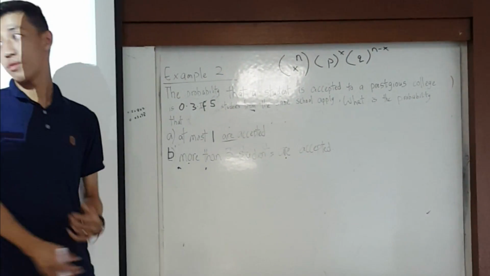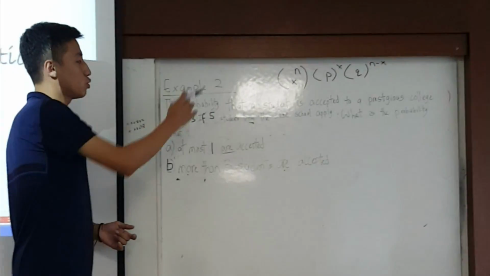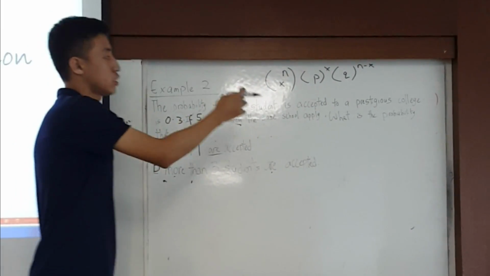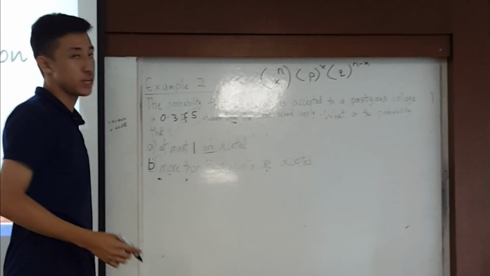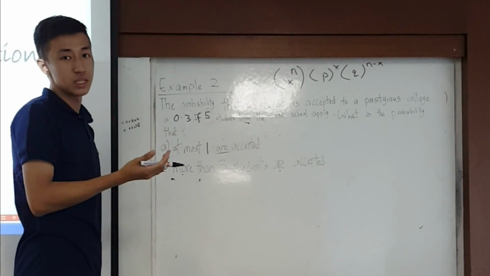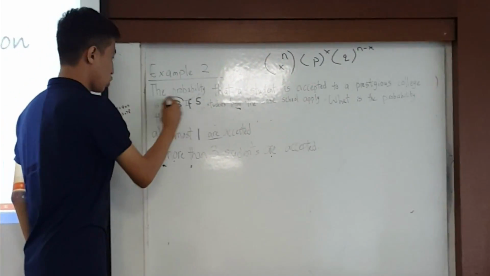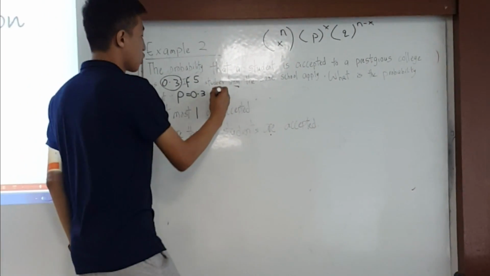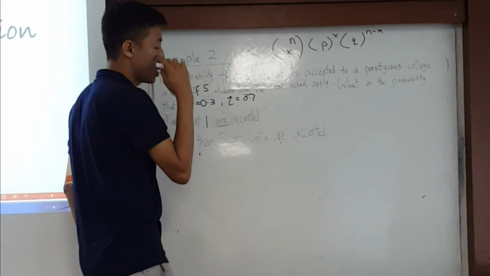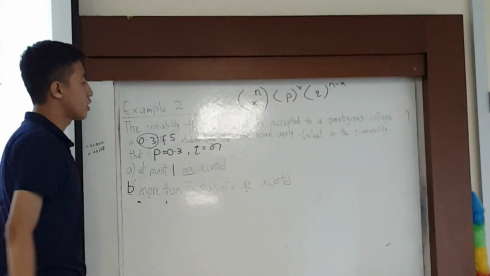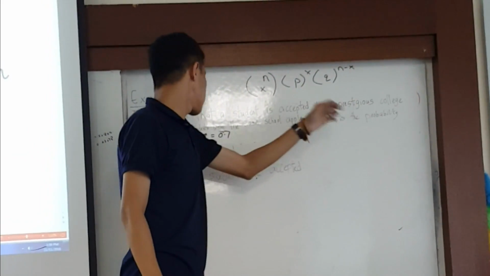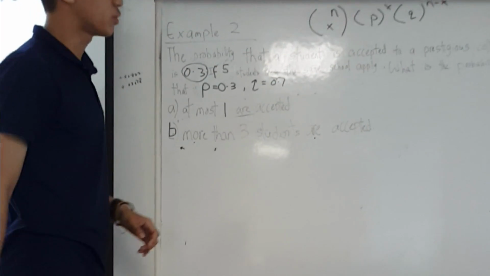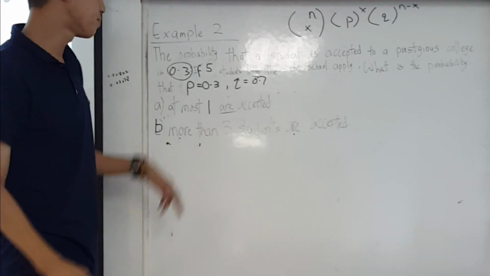Thank you. Hi everyone, I will continue from Yongjian. So this is example 2. In this example, the probability that a student is accepted to a prestigious college is 0.3, which means the percentage of students entering the university successfully is 0.3, so p equals 0.3. In other words, q will be 0.7, which means 1 minus p. If 5 students from the same school apply, what is the probability that at most 1 student is accepted, and that more than 3 students are accepted?